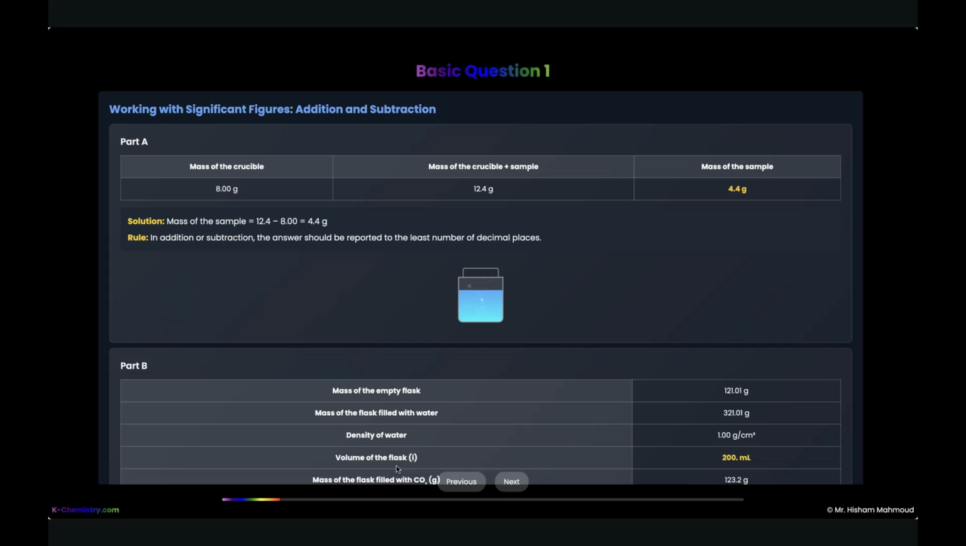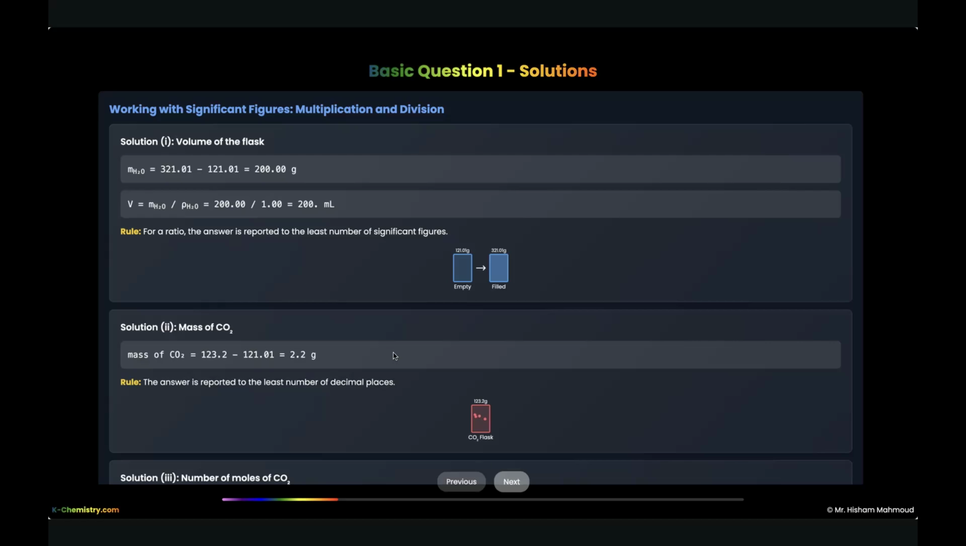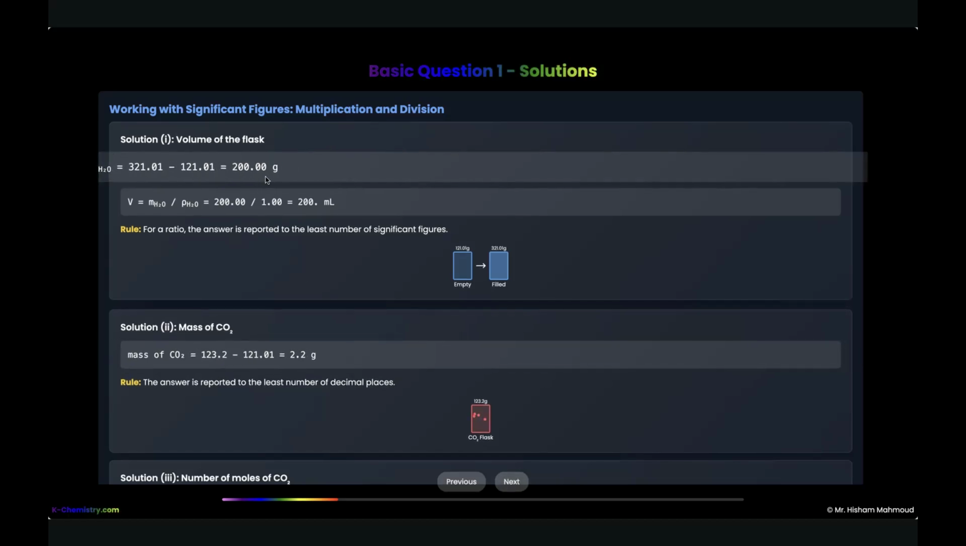Now we have the flask filled with carbon dioxide, 123.2 grams. And we said that this is 200 grams, so volume is equal to 200 divided by 1, so 200 ml. For division, the answer is reported to the least number of significant figures. I have here 2 significant figures, 3 significant figures, so the answer should be 200 with a decimal point.